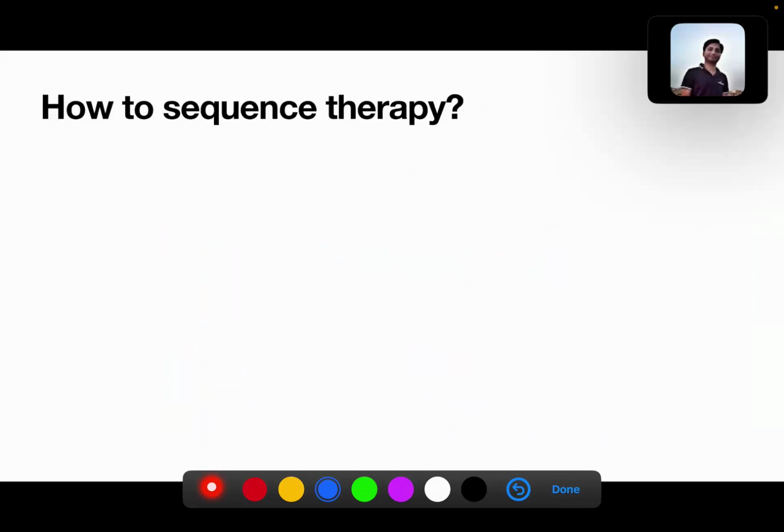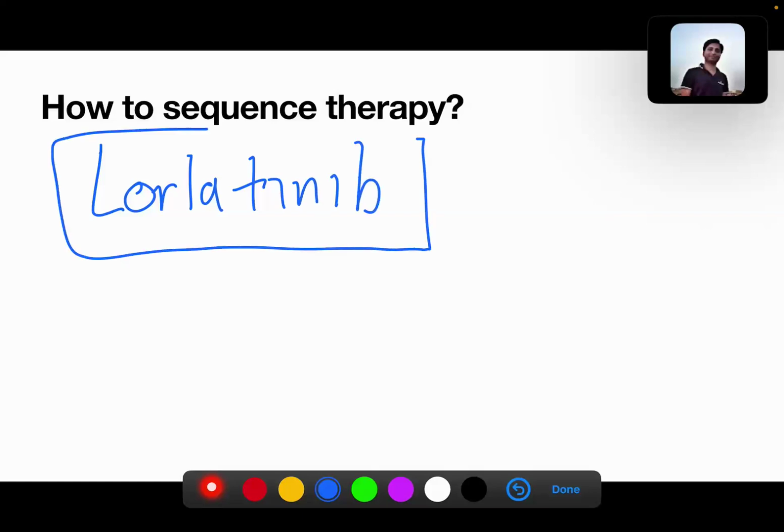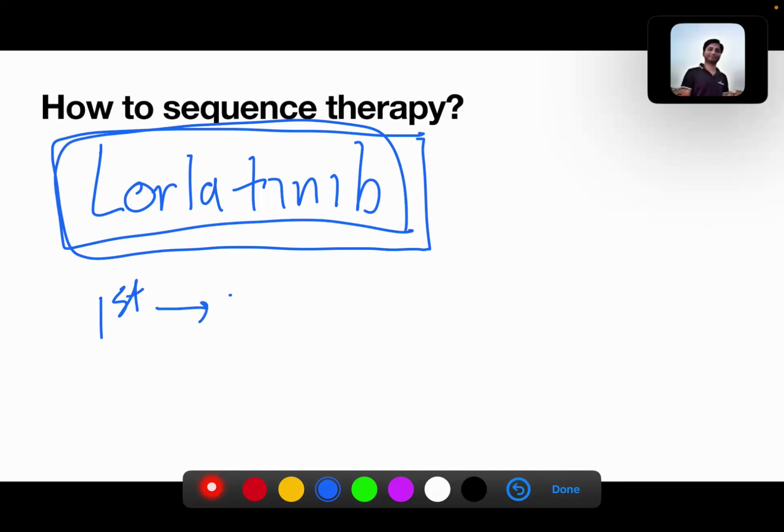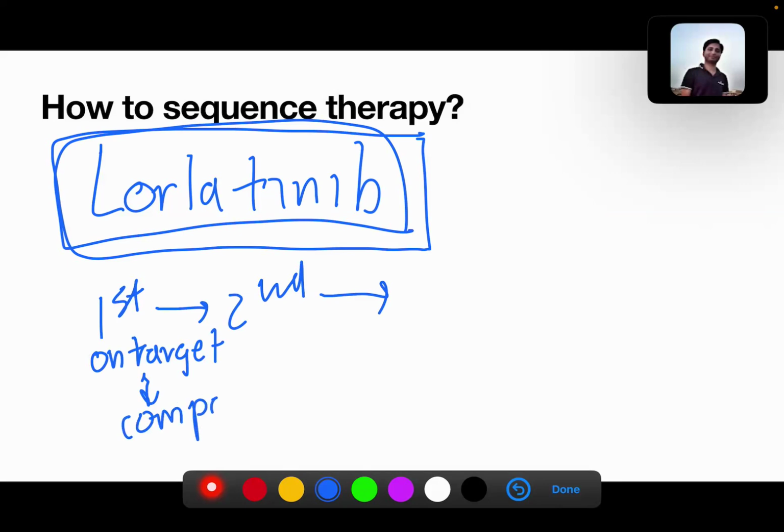So in the current era, how do you sequence therapy? It is lorlatinib, based on the CROWN trial extended follow-up. Wherever possible, you should give lorlatinib. The issue is that if you give first and second generation TKIs, then this can lead to on-target mutations and compound on-target mutations, right?